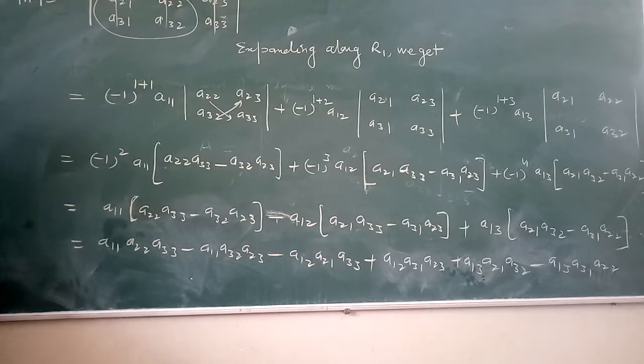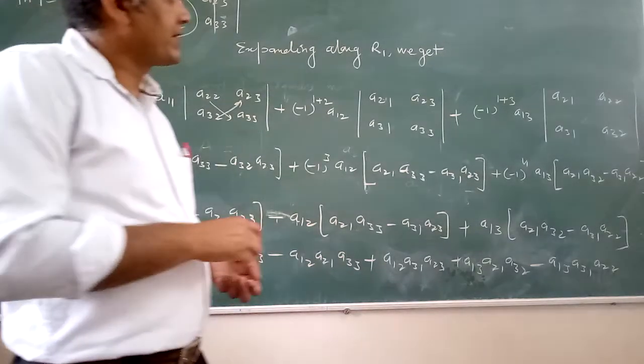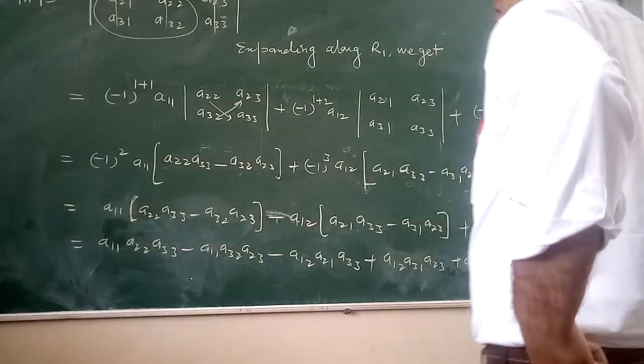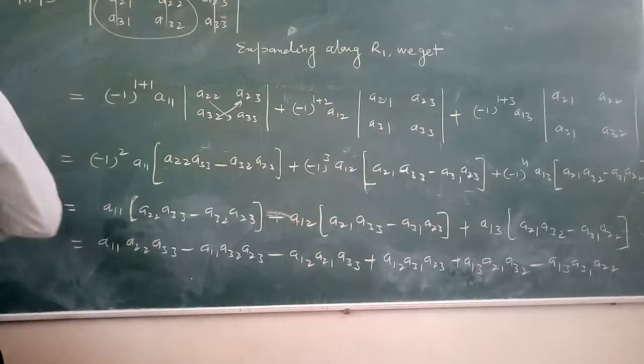This is the value of the determinant of order 3. Expanding the determinant along any row or any column gives the same value. Next, now move towards exercise 4.1 and solve the questions.